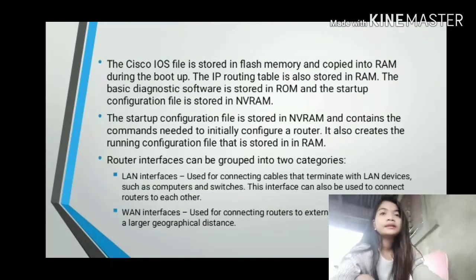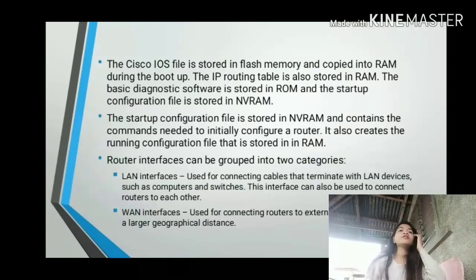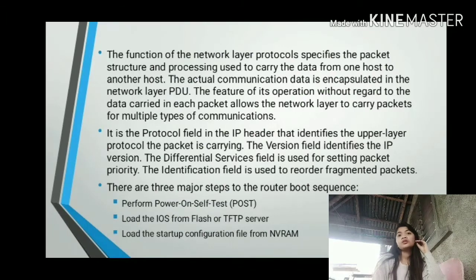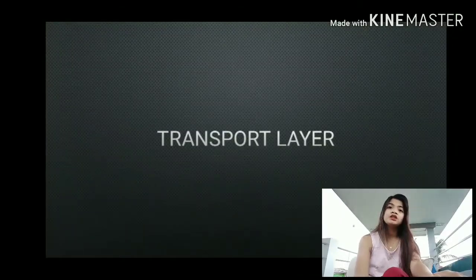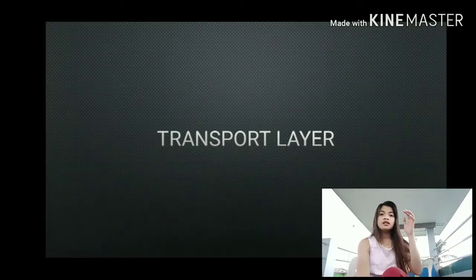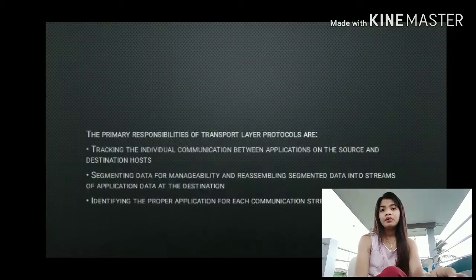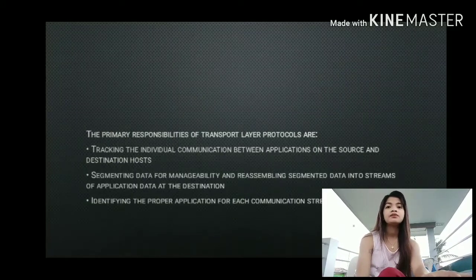The IOS file is stored in flash memory and copied into RAM during the boot up. The IP routing table is also stored in RAM. Tracking the individual communications between applications on the source and destination hosts, segmenting for manageability and reassembling the segmented data into streams, and identifying the proper application for each communication.